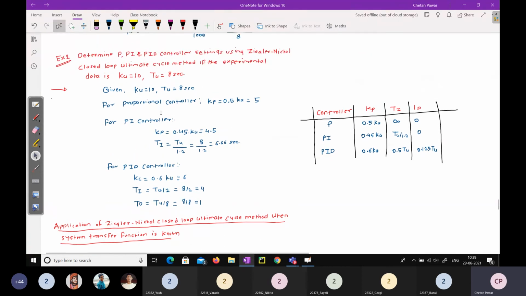Here you can see Ku and Tu are given. For the proportional controller, Kp will be 0.5 Ku. Ku is 10, so Kp will be 5. For the PI controller, Kp will be 0.45 Ku, so that will be 4.5. And Ti will be 8 upon 1.2, that will be 6.66 seconds. And the other parameters are for the PID controller, this is Kc. Sometimes they mention it as Kp also.